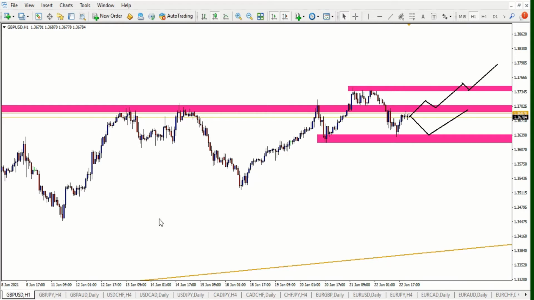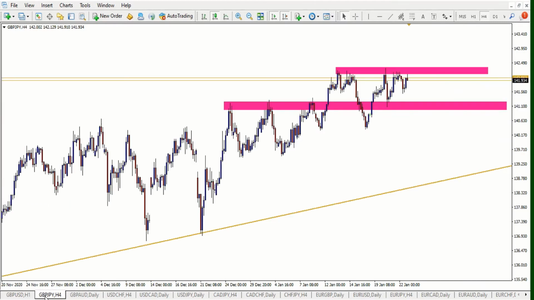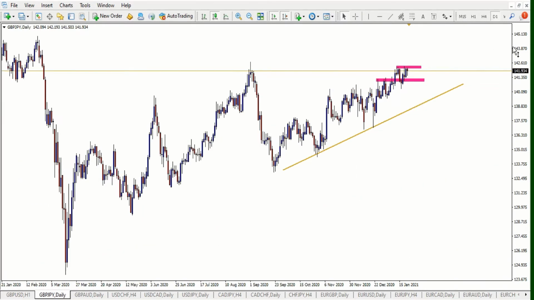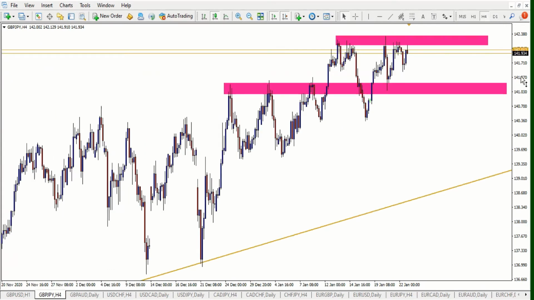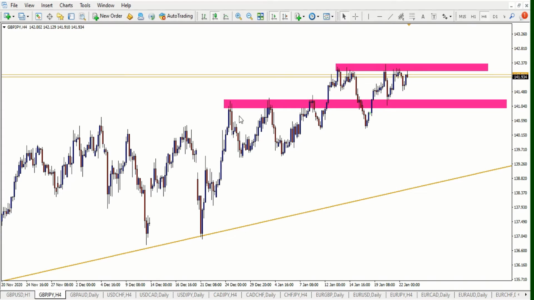Yeah, so the second pair we're going to be looking at is the Great British Pound and JPY. Similar thing, if you go to the daily, we can easily see that we are in an uptrend. Let's look for key levels in the 4-hour. So we see that we've had a nice support there, one hit there, two hits there, three hits, another hit there.